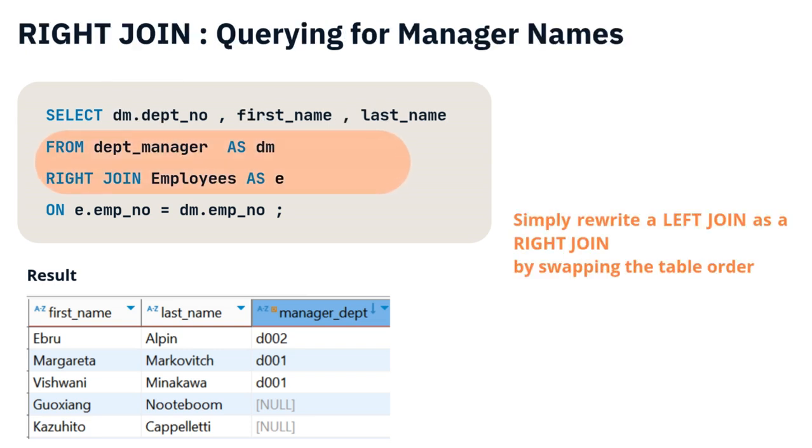Instead of starting with the employees table as the left table, we use the department manager table as the left table and perform a right join with the employees table on the right. The result is the same. We still get all employees whether or not they have been managers. This shows that you can achieve the same result by switching between left and right join, but left join is usually preferred because it's more intuitive to start with the main table.